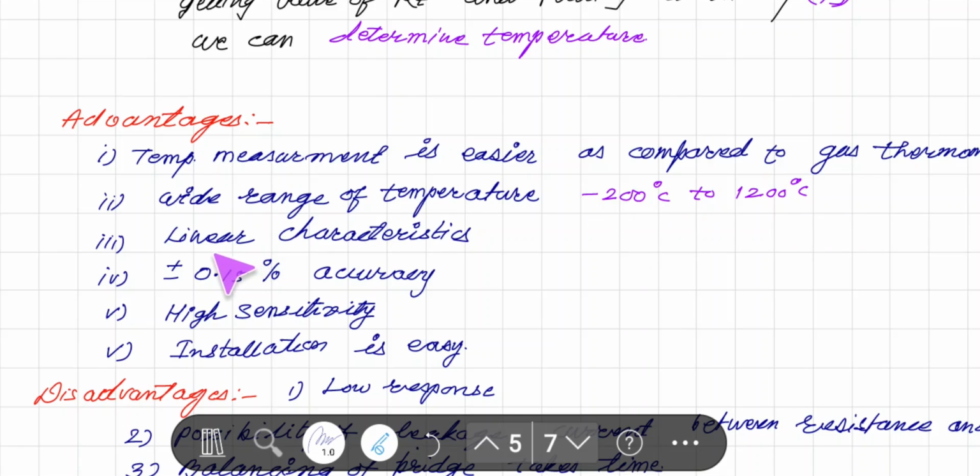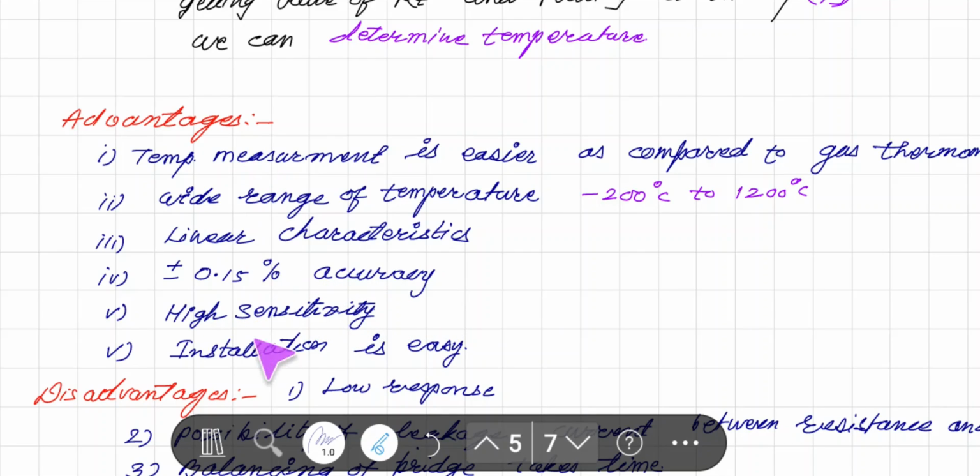The third important thing is that it has linear characteristics. That means as there is a rise in temperature, a linear rise or change in the resistance occurs. Similarly, when the temperature decreases, a similar change is observed in the resistance of the thermometer. As far as accuracy is concerned, the accuracy is plus minus 0.15%, that means a good accuracy is observed. This resistance thermometer is also highly sensitive and its installation is easy.